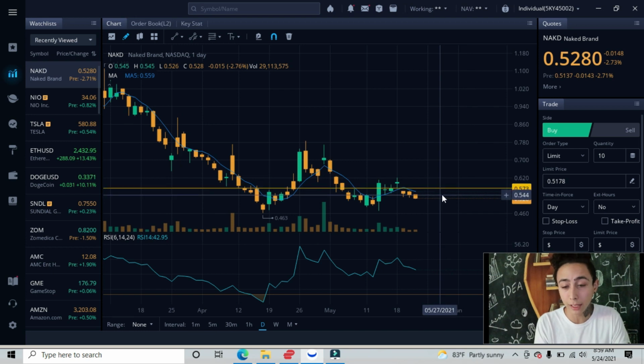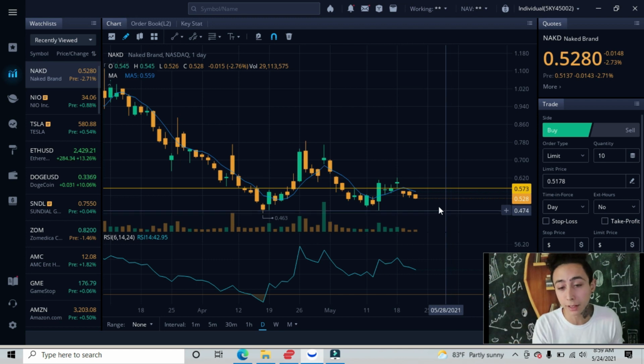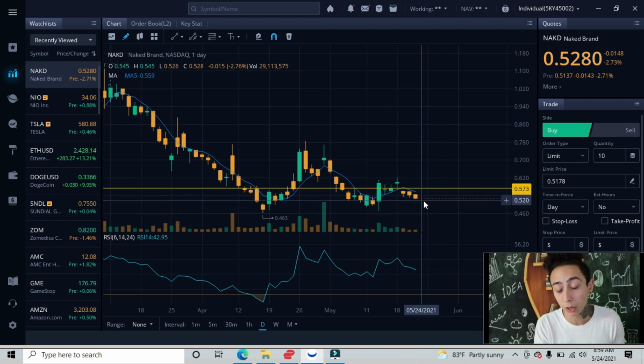However, more than likely, if we do come back up in this area again, we may get rejected and continue this downward trend. So this is why we don't want to get in just yet, because we want to make sure that we are in the start of a reversal. But as of right now, I don't see that, you guys. Every time we come up into this area, we are getting rejected.